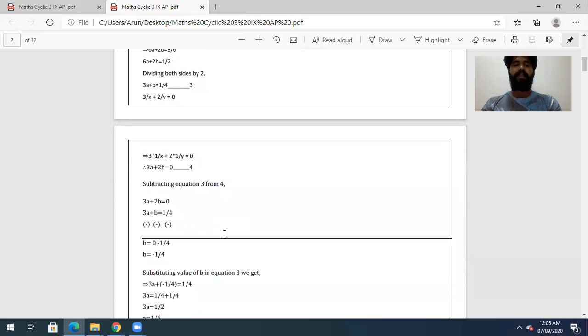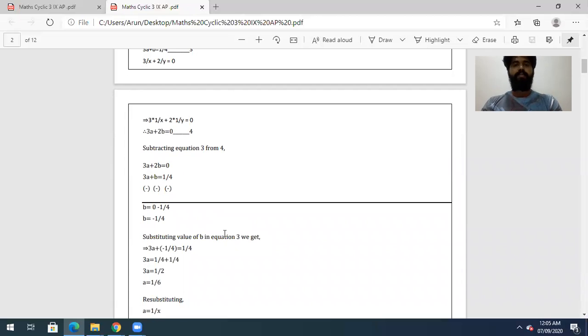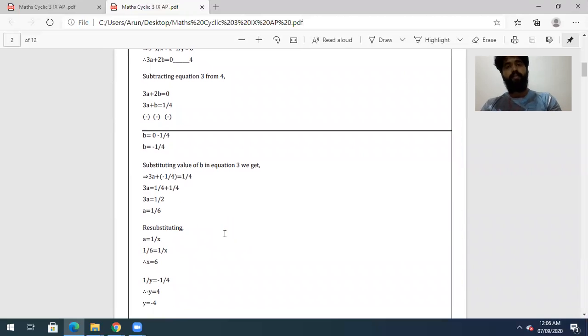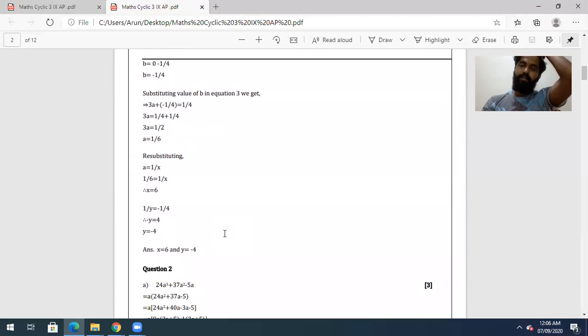Substitute it in equation number 3. We have 3a plus minus 1 by 4 is equal to 1 by 4. We have 3a is equal to 1 by 4 plus 1 by 4, which is 3a is equal to half. a is equal to 1 by 6. Resubstituting, a is equal to 1 upon x, so that means 1 upon 6 is equal to 1 upon x, so x is equal to 6. 1 upon y is equal to minus 1 upon 4, so when you cross multiply you get y is equal to minus 4. So the answer statement is x is equal to 6 and y is equal to minus 4.